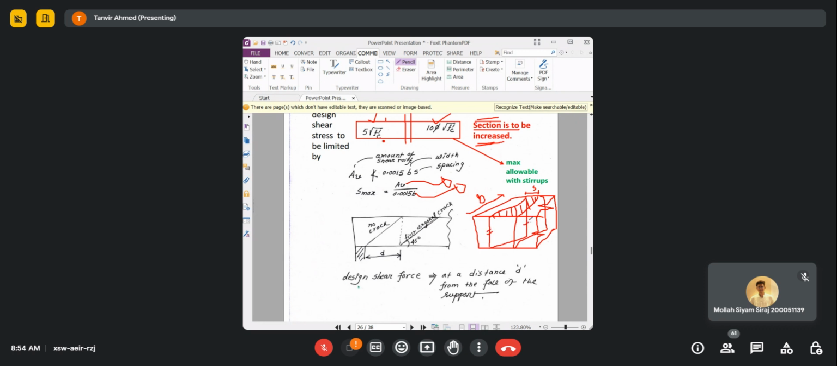We call them legs, yes, these two sides of the stirrup. The area of these two sides together will be taking care of the shear force at this particular section, because the shear force is vertical, obviously. So these two sides will provide the resistance against the shear force.